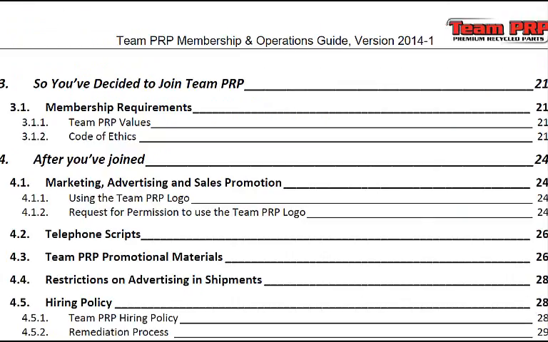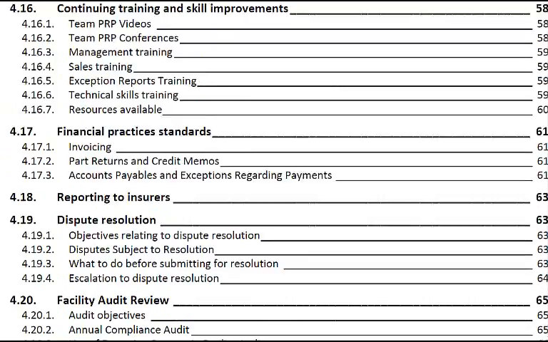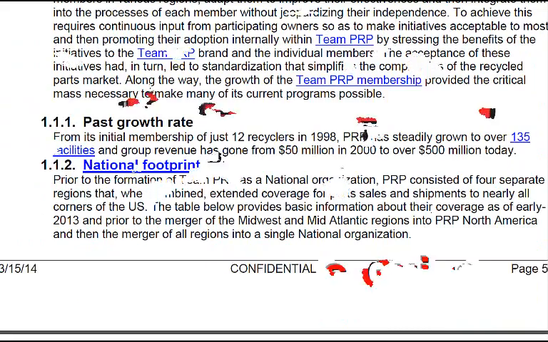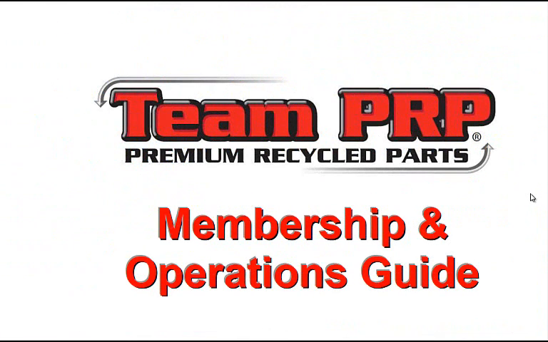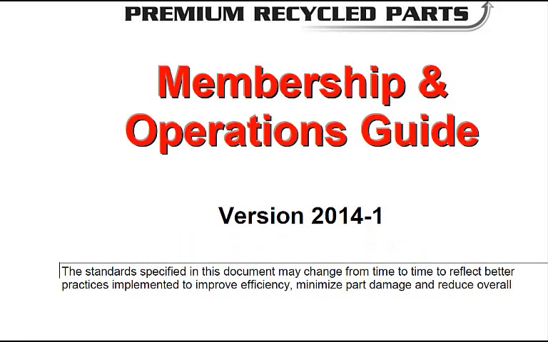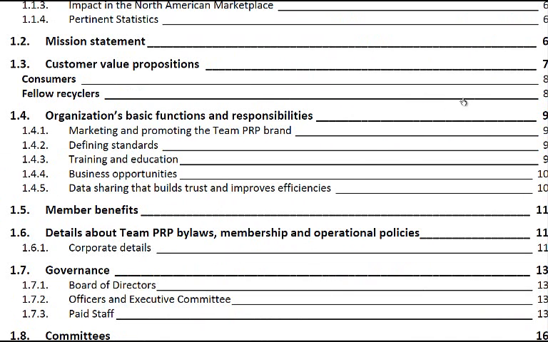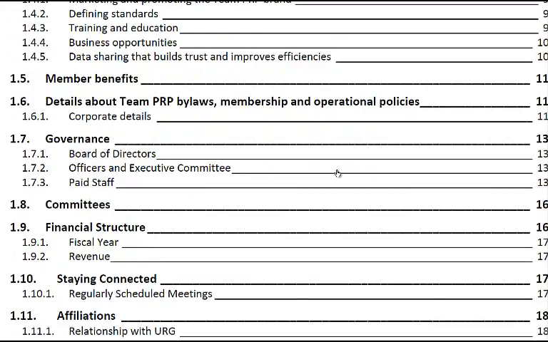You have an index showing you all of the different sections of the guide, which we'll review in a minute, and then you have access to the guide itself. The Membership and Operations Guide is divided into four distinct sections, each of which is intended for a slightly different purpose. So let's scroll down. The first section is Who is Team PRP? And it's primarily intended as a resource for potential new members to learn about who PRP is, how PRP operates, and so on. That covers section 1 of the guide.